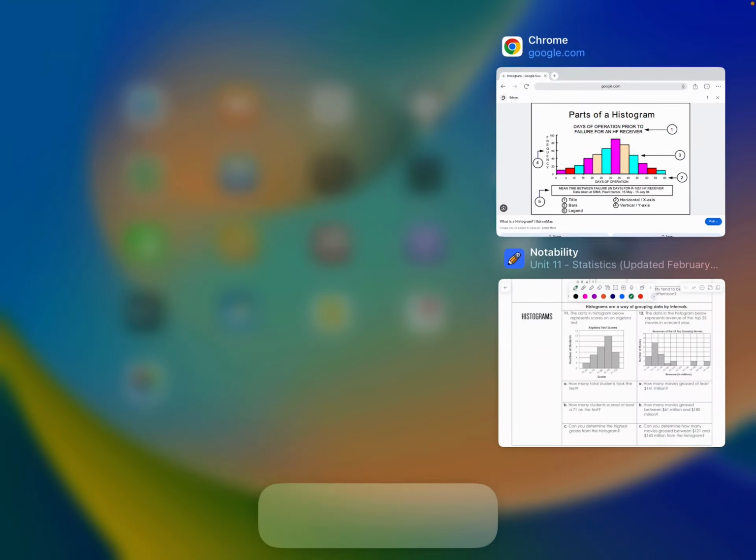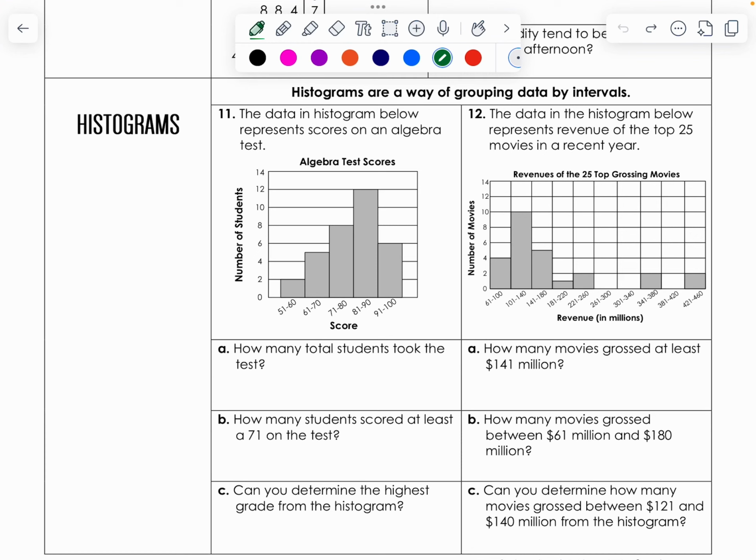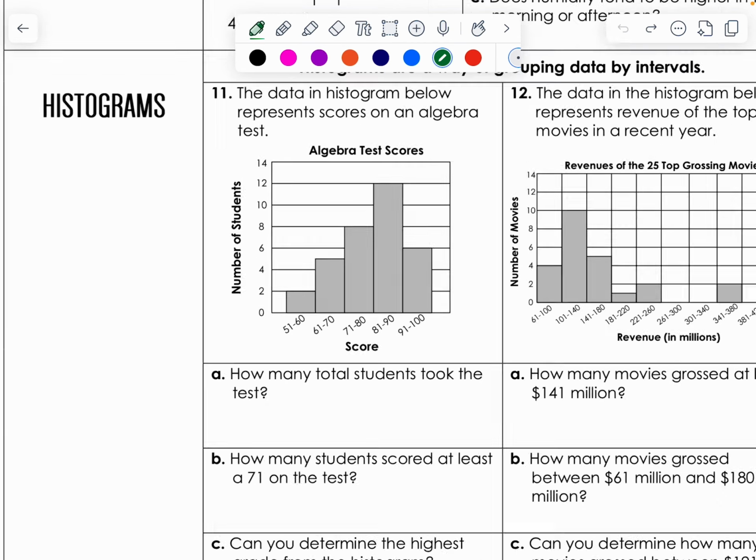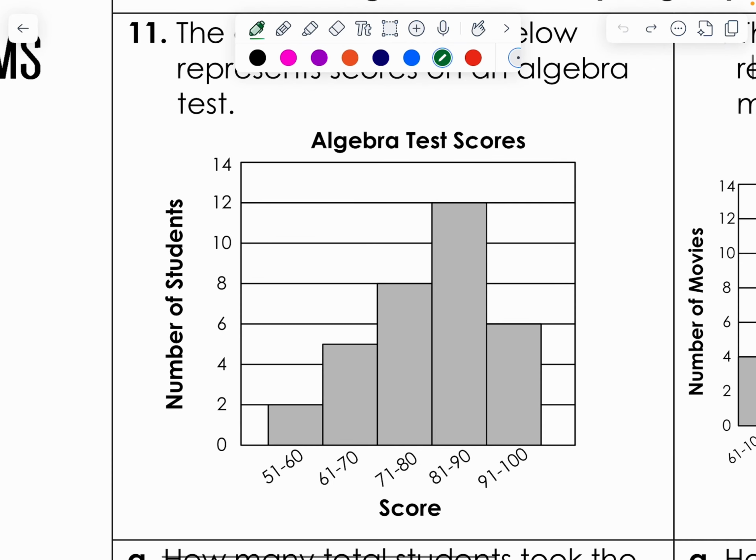All right, well, now let's move on to our last 6 examples here. We're going to look at number 11, parts A, B, and C. Number 11 says, the data in the histogram below represents scores on an algebra test. So if this teacher took all of their students' scores and broke them down into a histogram, here's how it could lay out. It could be similar to tests that we've taken in this class, but here is the histogram. Here is our title.